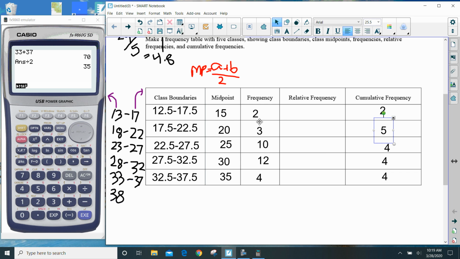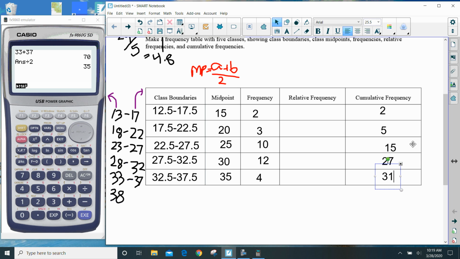Next, again, cumulative frequency at this level right here would be 2, 3, and 10, so we got 15. Then 2, 3, 10, and 12 would be 27. And then last but not least is 2, 3, 10, 12, and 4, making this to be 31.